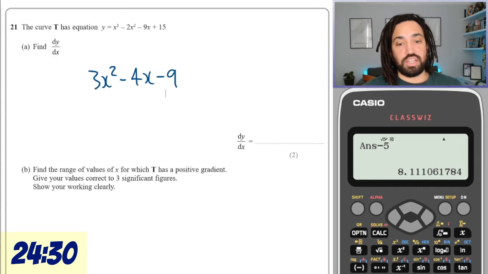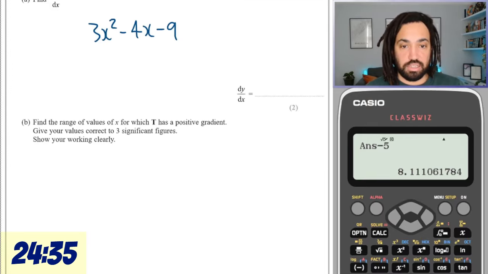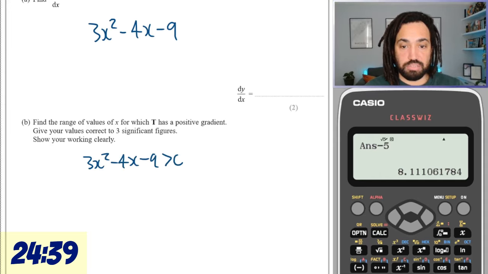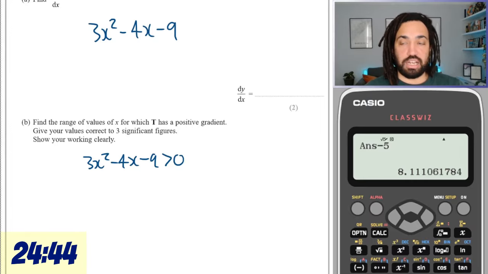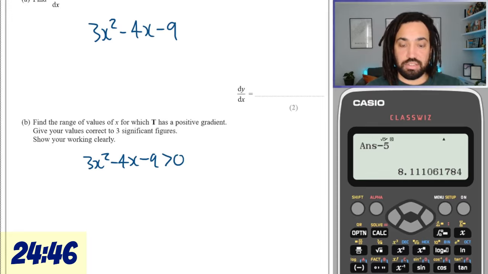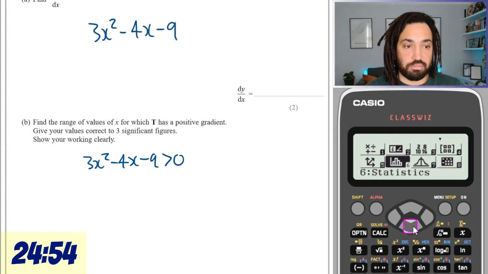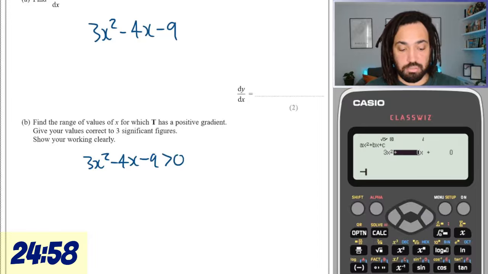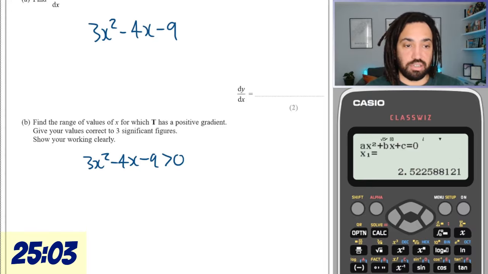Find the range of values of x for which t has a positive gradient. Okay, so if we need to solve this, this is the gradient, we need it to be greater than 0. So we need to factorize that if we can. Minus 27 and minus 4. I don't know, I don't have time for this. So let's go 3 minus 4. It does say give your answer to 3 significant figures actually, so they are not going to be nice numbers.